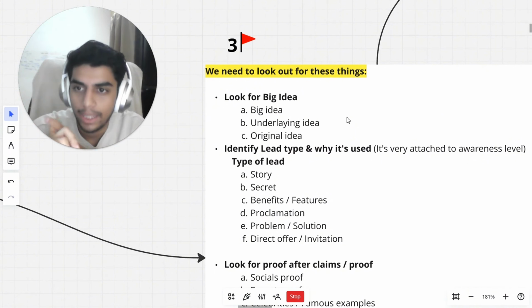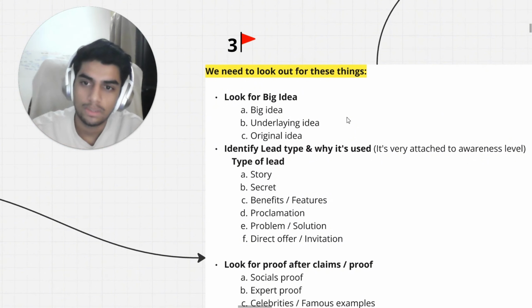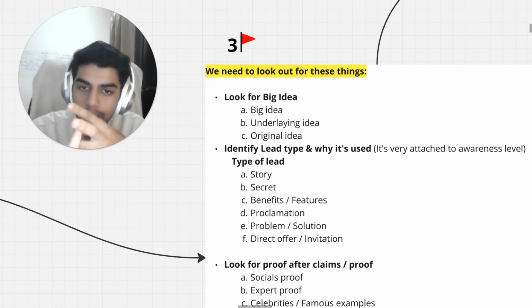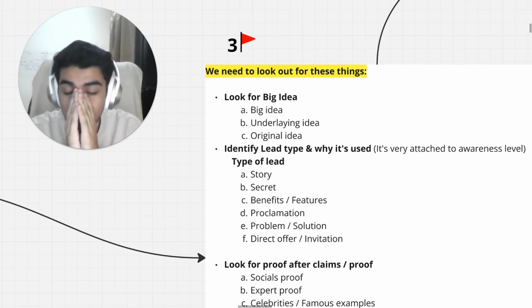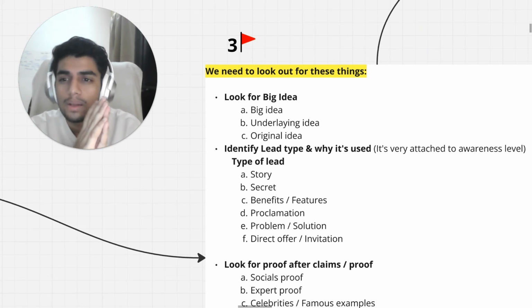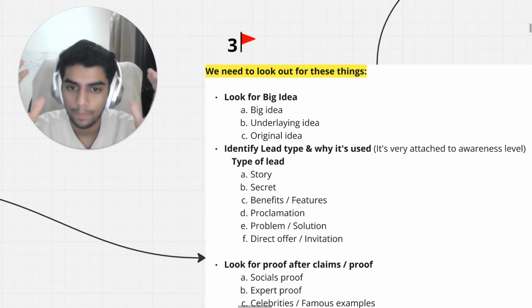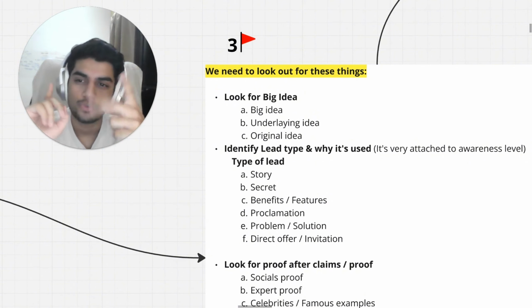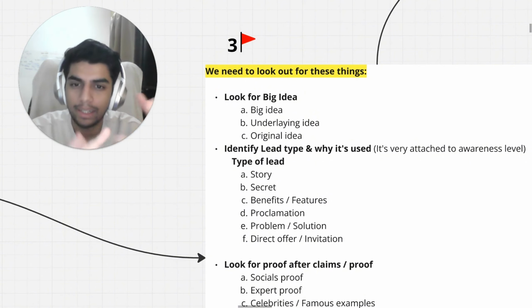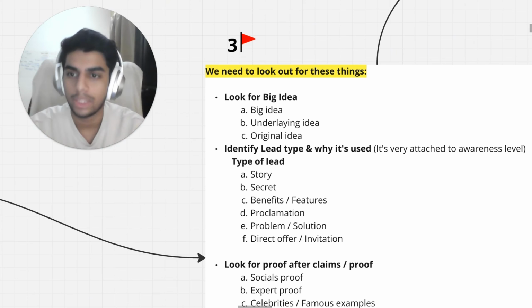First, we need to look for the big idea. All right, I'm going to explain it. What's a big idea? Big idea, underlying idea, and what's an original idea. So every piece of copy is written for one big idea, for one action. The whole concept of writing a copy is that a copy has one big idea, one big underlying idea, and one original idea which the writer actually wants you to take as a consumer.